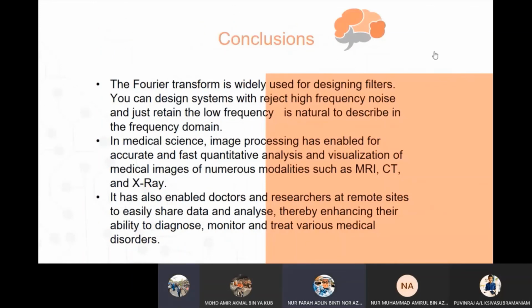Alright, thank you. Okay, so we can conclude that the Fourier transform is widely used for designing filters. You can design a system that will reject high frequency noise and just retain the low frequency. It's natural to describe in the frequency domain.